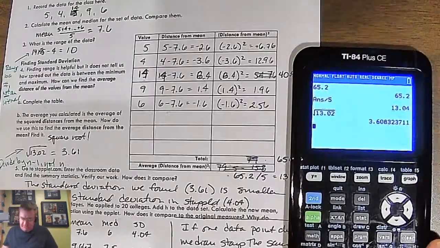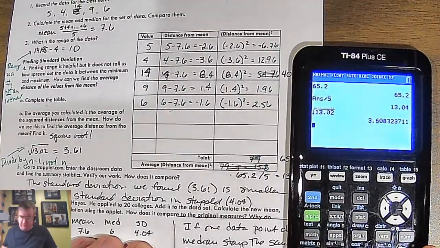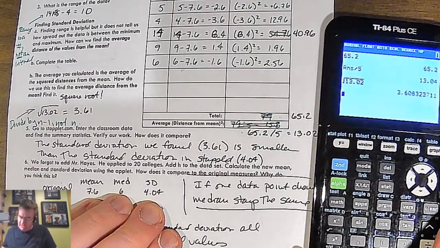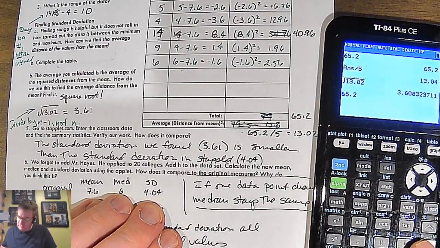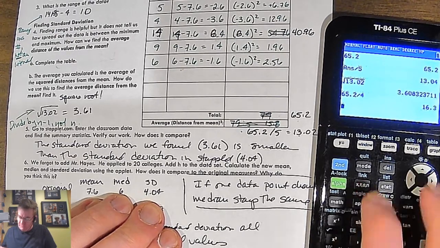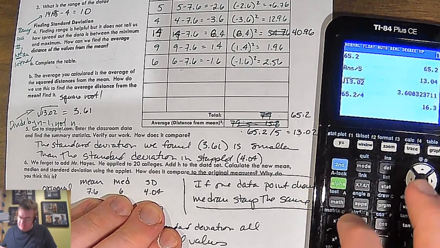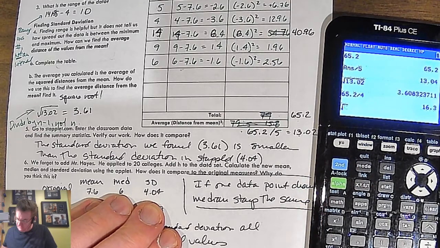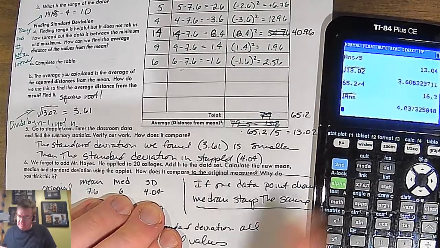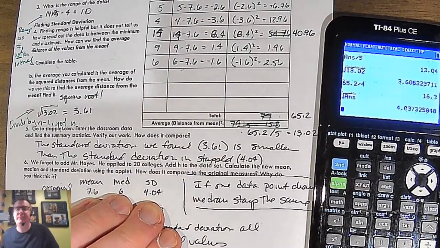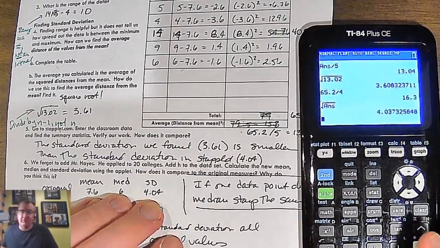So, in fact, here, there's my original data right there, right? So if I take 65.2 and divide that through by 4 this time, I get 16.3, and the square root of 16.3 is 4.04. And that's why it works. Okay?